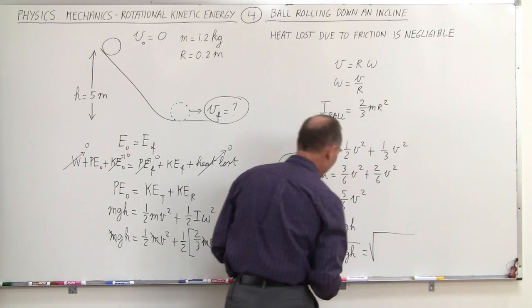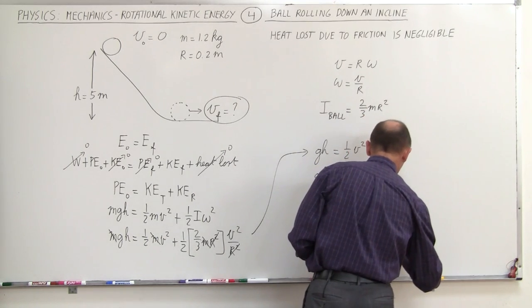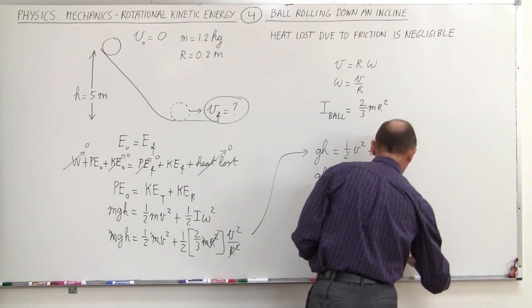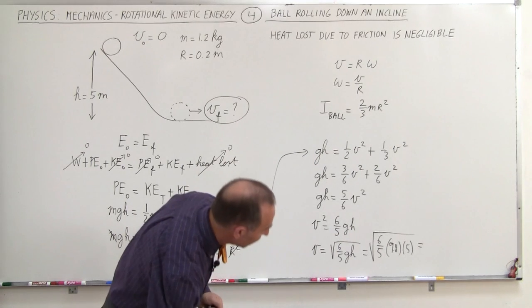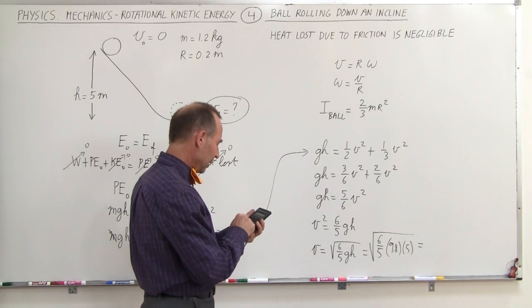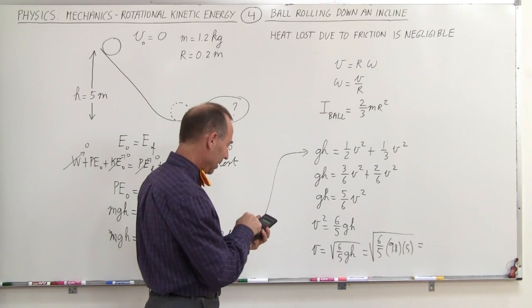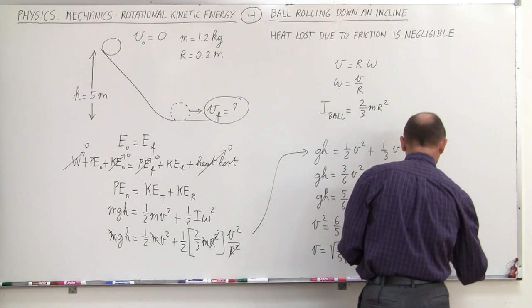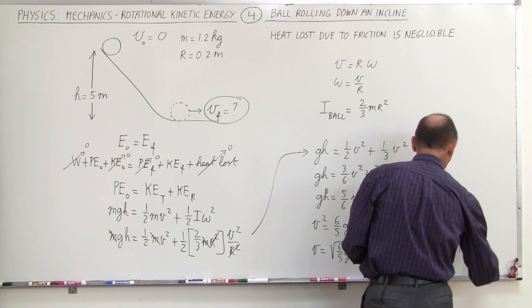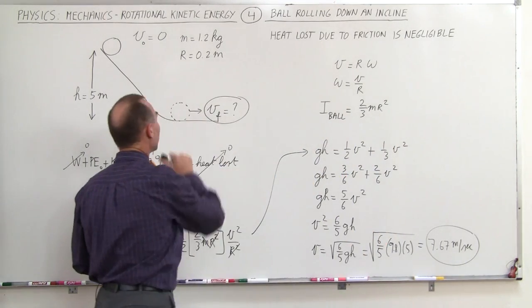Then we plug in the values that we have: 6 over 5, g is 9.8, and h was 5 meters. Let's see what we get. So we have 9.8 times 5 divided by 5 times 6 equals, and then we take the square root, 7.67 meters per second would be the final velocity of the object when it reaches the bottom.